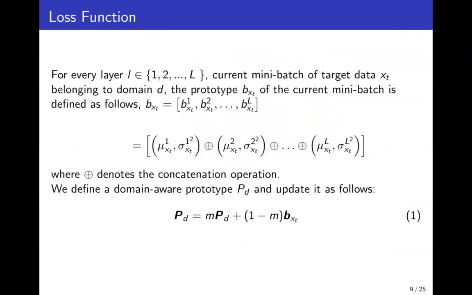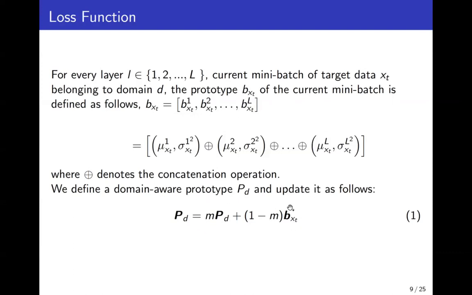So coming to overall loss formulation, for each layer, given a mini batch of target data, we compile the batch norm prototype B_XT by compiling the mean and standard deviation of each layer and concatenating all these vectors. We get the batch normalization prototype of the current mini batch. Similarly, we define a domain-aware prototype and update it as follows.